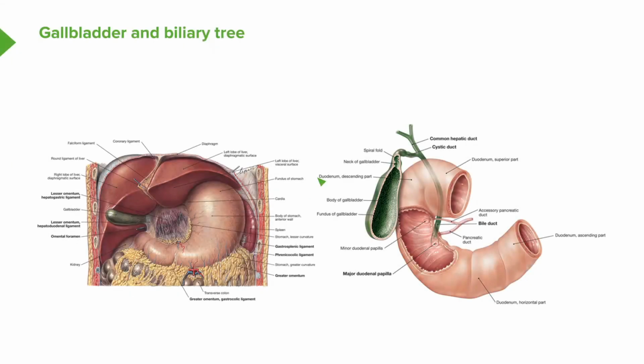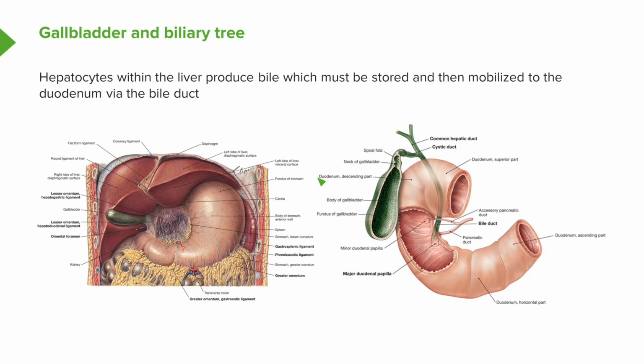So now let's move on to the gallbladder and the biliary tree. This diagram we've seen many times before now has the liver lifted and we've exposed the stomach and the lesser omentum. And we can see that the liver on its visceral, or more posterior, surface has the gallbladder attached to it. We can see the gallbladder here, this little sac.